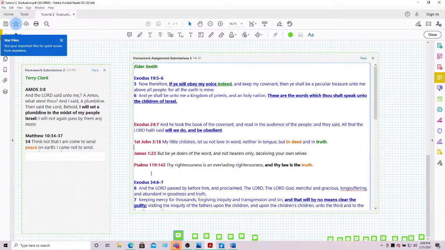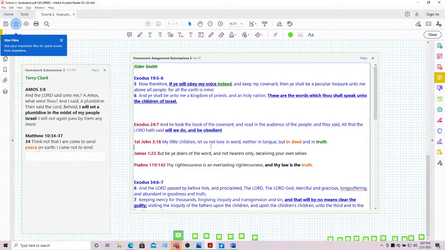And we have Psalms chapter 119, verse 142. Thy righteousness is an everlasting righteousness, and thy law is the truth. So when it's saying, let us not love in word, neither in tongue, but in deed, so in works and in truth, which we know that his law is the truth. So you plug that in with Exodus 19:5 when it's saying, if you will obey my voice indeed, so in works and in truth, which that'll also take you to, now that I think about it, John chapter 4, verse 24. God is the spirit, and they that worship him must worship him in spirit and in truth.